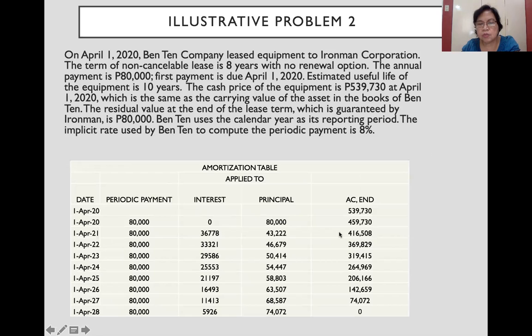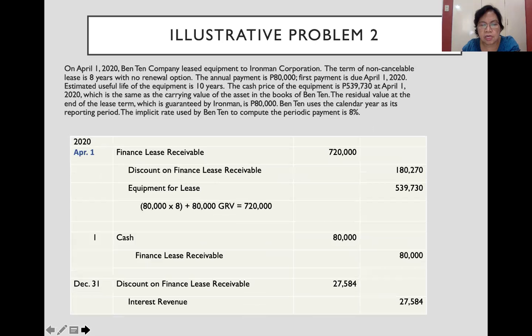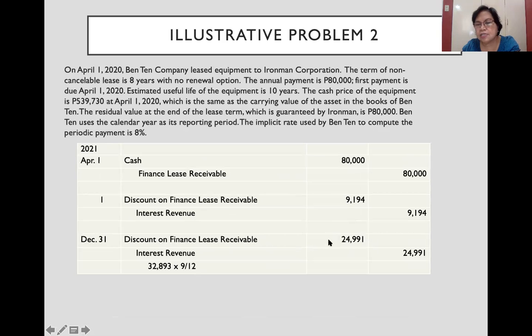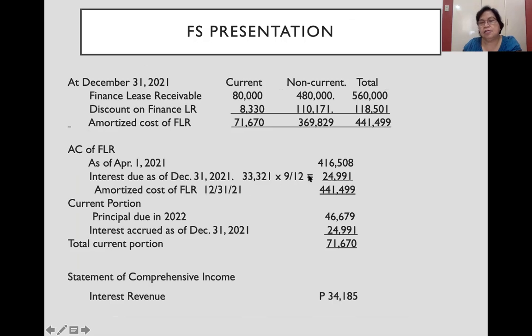As of April 1, 2021, your amortized cost is 416,508. However, interest is to be taken up from April 1, 2021 to December 31, 2021 based on our last adjusting entry, which is 24,991. So we have additional accrued interest of 24,991. So the amortized cost is 441,499. So 560,000 minus 441,499.